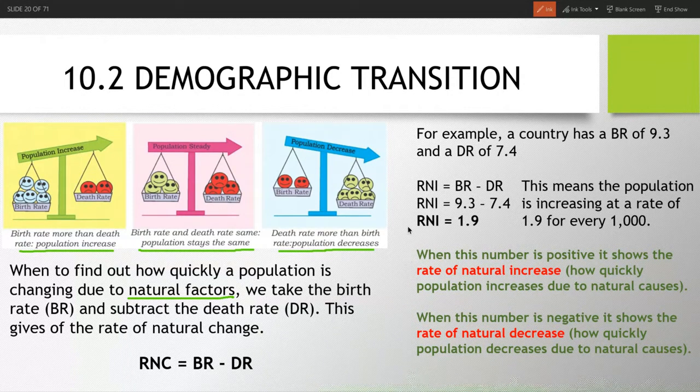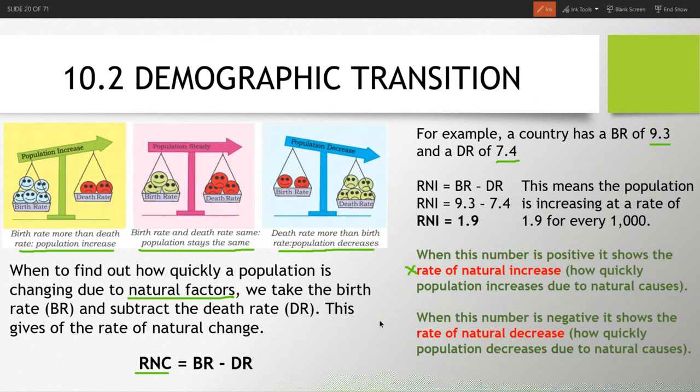So let's look at a very quick example. Let's say a country has a birth rate of 9.3 and a death rate of 7.4. If you plug that into our simple formula, you'll get 9.3 minus 7.4, which gives you 1.9. So that means that the RNI, or what we call the rate of natural increase, which is derived from the rate of natural change, the RNI of 1.9 represents the population increasing at a rate of 1.9 people for every 1,000.